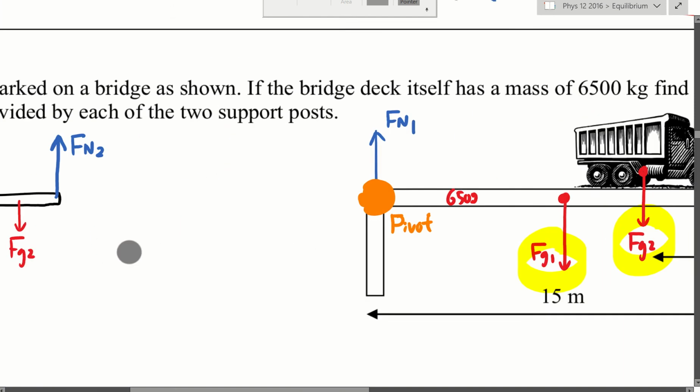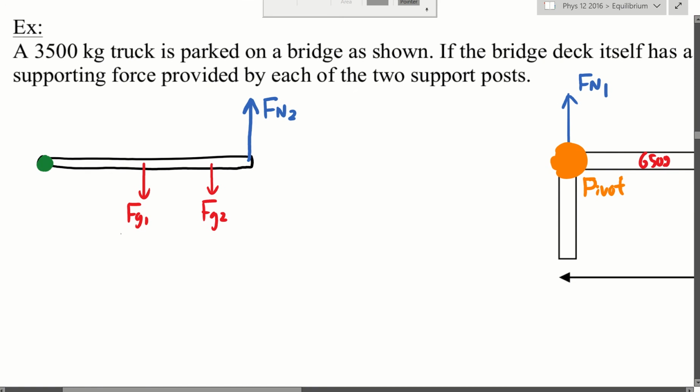Fg1 is 6,500 times 9.8, which is 63,700 Newton. Just do an mg and you will see. The truck is 3,000 kilogram times 9.8, which is 34,300 Newton. So we have these numbers.